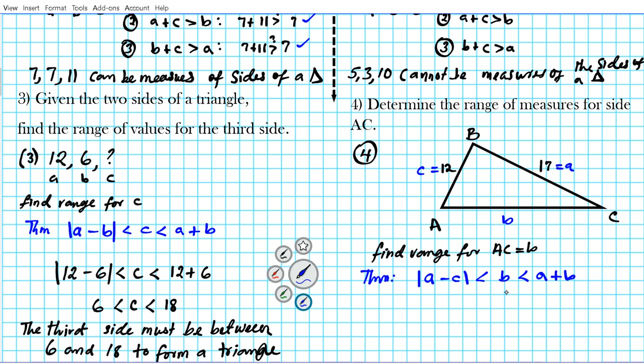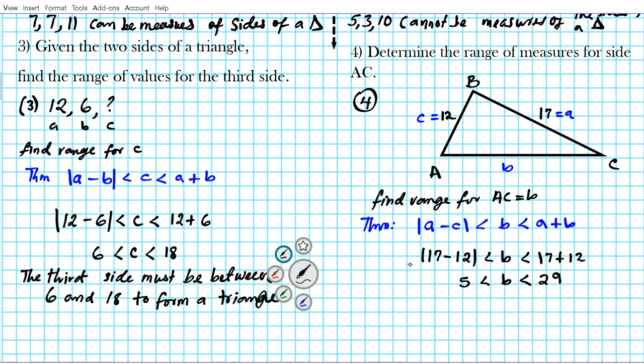So in order to determine the range for B, we're just going to substitute our C and A values into this inequality and solve it. Alrighty, so we have the absolute value of A minus C, which is 17 minus 12. That has to be smaller than B, and that has to be smaller than 17 plus 12. Alright, absolute value of 17 minus 12 is 5, so 5 is less than B, and B is less than 29. Okay, so let's go ahead and write a conclusion.